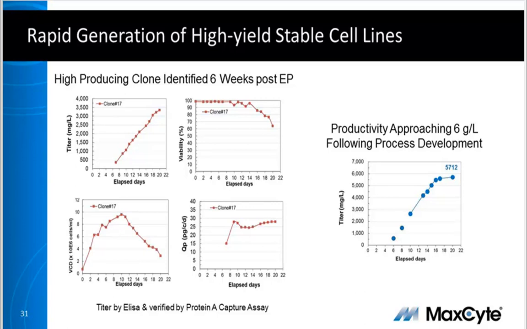After screening fewer than 500 clones, a relatively small number, we identified a high-producing clone, number 17, whose titers exceeded 3 grams per liter during culture scale-up, as can be seen in the upper left graph. In all 4 graphs on the left side of the slide, day 0 in the data set represents the start of the production run, which equates to only 6 weeks after the original electroporation. Through further development of culture conditions, clone 17 productivity reached just under 6 grams per liter.